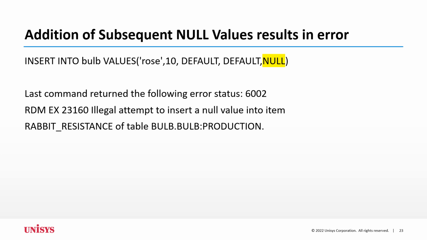Note that RDMS will return RDM error 23160 on any subsequent attempt to insert a null value for column rabbit resistance, because rabbit resistance was changed to not allow.